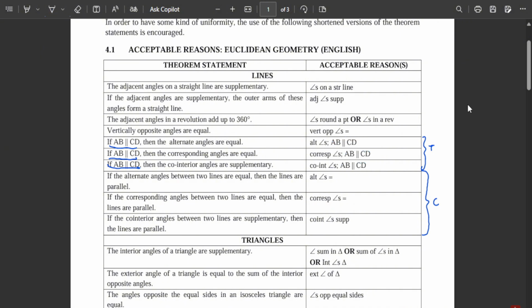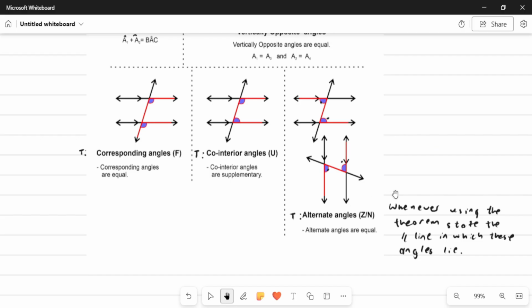Okay, if you want to make all of your notes nice and concise, you can come here and write all of the reasonings. So you'll write here corresponding angles, and state the parallel lines. You'll write here co-interior angles and write here the parallel lines. Here you'll write alternate angles and you'll write the parallel lines.